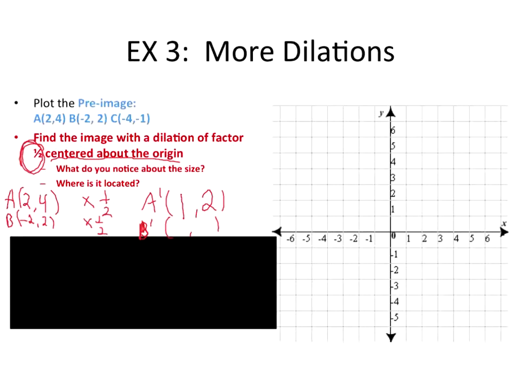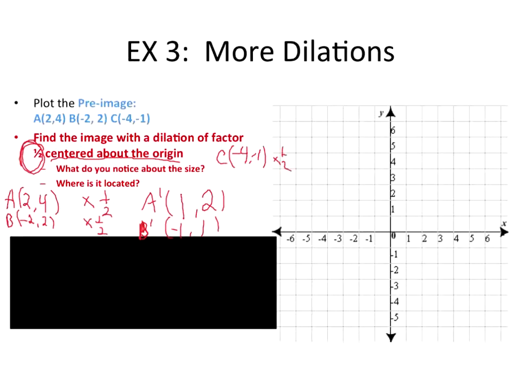So your B prime: -2 times 1/2 is -1, and 2 times 1/2 is 1. Good job. You guys are doing great. I kind of ran out of space for C, so I'm going to put C up here just a little bit. My C is -4, -1.